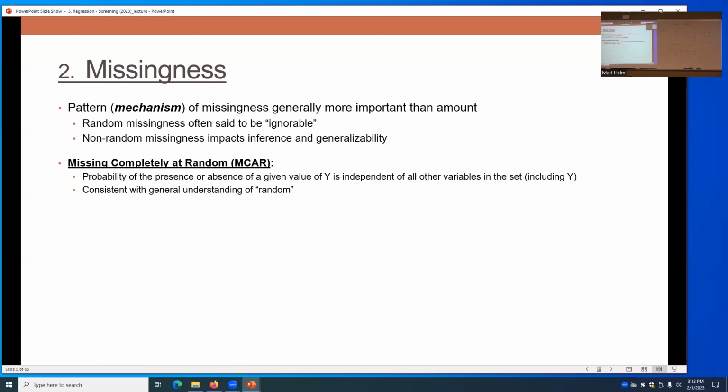Okay. Missing completely at random is generally what we're thinking about when we talk about something as random. It could be any random case. It's not related to anything. We talk about this as MCAR.